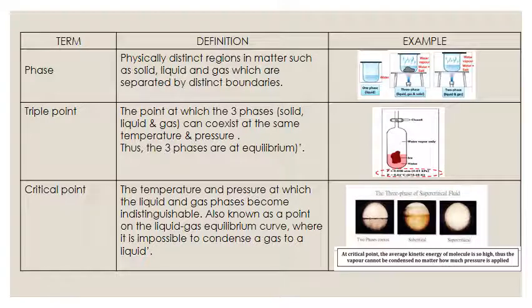Phase is a physically distinct region in matter such as solid, liquid and gas, which are separated by the distinct boundaries. So kita ada tiga jenis phase, iaitu solid, liquid dan gas. Yang sebelum ini kita dah belajar starting daripada sekolah menengah sampailah kepada matriculation. So as you can see here, kalau kita tengok example yang pertama hanya mempunyai satu sahaja komponen, which is water. Jadi phase-nya adalah liquid. Only one phase present here.